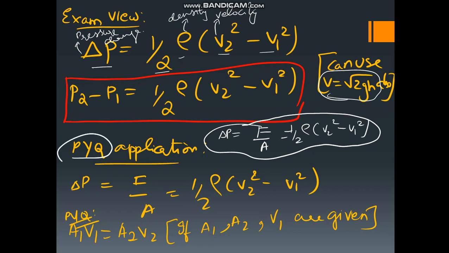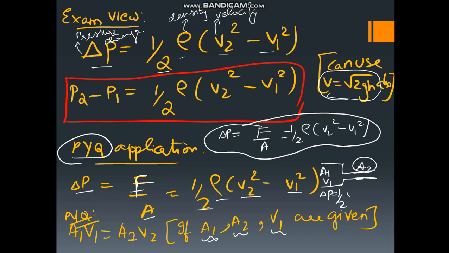Then the previous year question application, let us see. Delta P is equal to force by area, that is equal to 1 by 2 into rho into v2 square minus v1 square. Sometimes they will give a1, a2 and v1. Suppose there is a tube like this and it is narrowing in this way. Here it is area a1 and flow velocity is v1. Here it is a2, the small area of cross section they have given. Then how will you apply Bernoulli's principle? Delta P is equal to 1 by 2 into rho into v2 square minus v1 square.